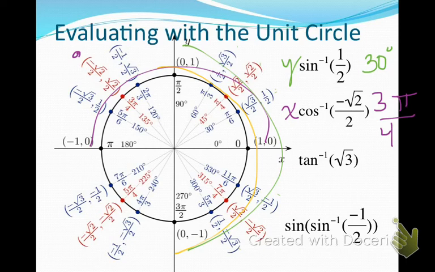And for tangent, we're going to look at y over x. So it helps to kind of have these memorized to an extent. So basically, if y over x equals root 3, then y had to be the root 3 over 2, and x was the 1/2. So that happens up here at pi over 3.